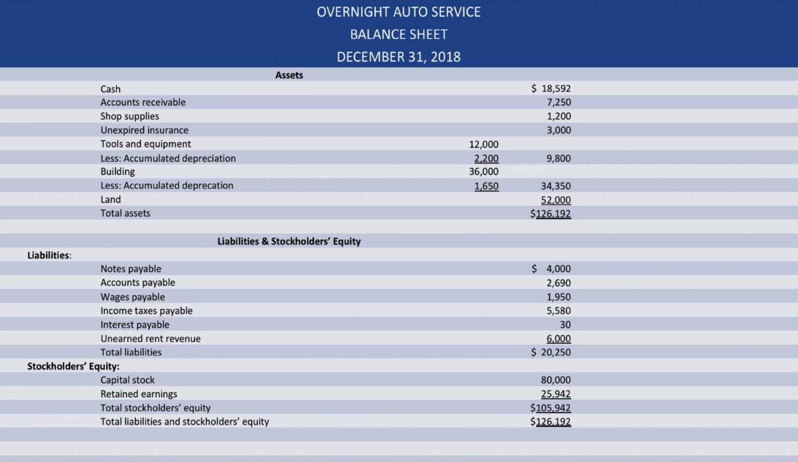A current liability is an existing debt or obligation that a company expects to satisfy relatively soon using its current assets. Once again, this period is typically 1 year or less. While not a debt, unearned revenue is often considered a current liability also. All of Overnight's $20,250 in total liabilities shown are considered current liabilities. Computing separate subtotals for current assets and current liabilities is very useful when evaluating a company's ability to pay its debts as they come due.